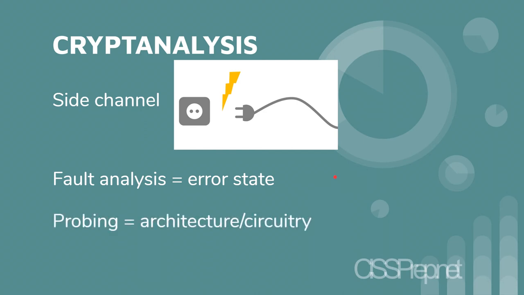Then you have something called a probing attack, and this basically looks at the overall architecture, including the circuitry, and any additions to the crypto system in order to gain information about the key.